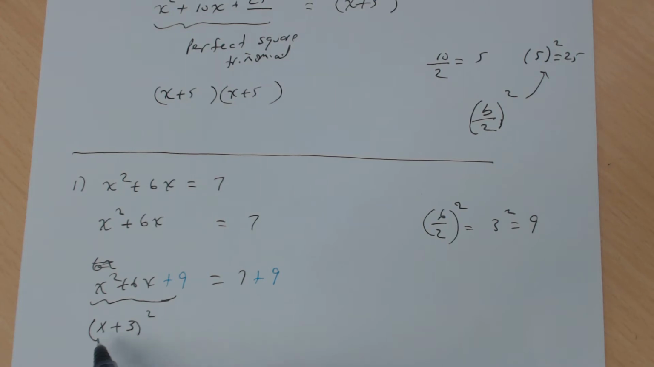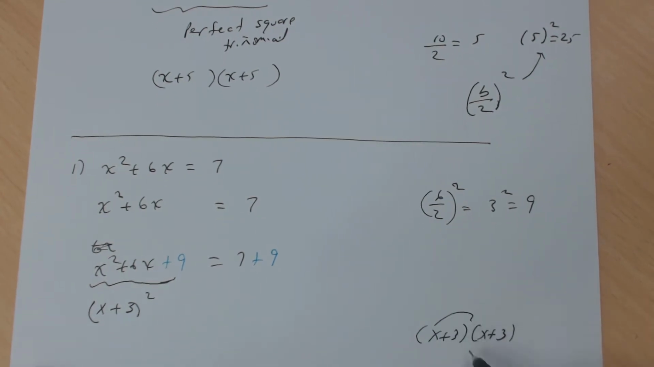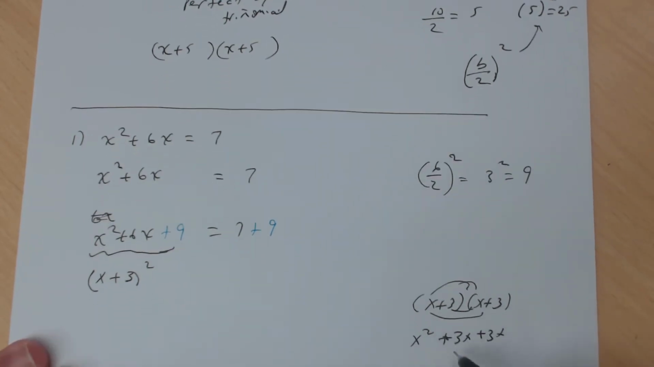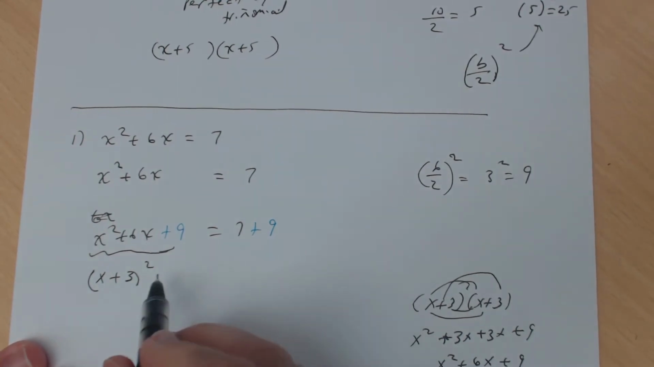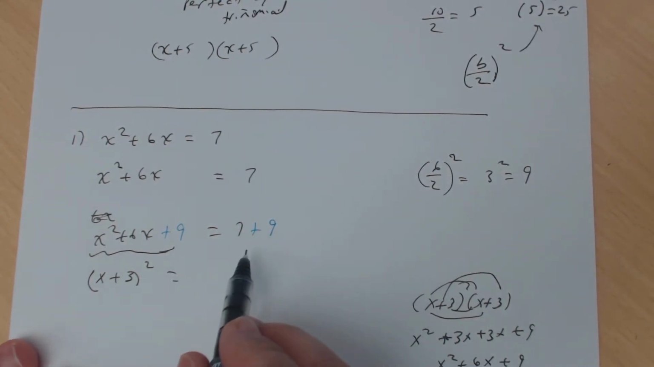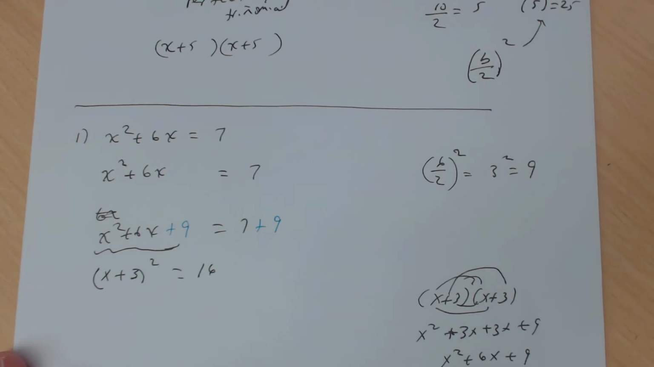Now, always check yourself, because you could easily have made a mistake. If you FOIL it out, remember, first: x times x is x squared, the outer is 3x, the inner is 3x. Since these binomials are the same, the inner and outer should be the same. And then 3 times 3 is 9, so I get x squared plus 6x plus 9, and that's what this was. And that's going to equal 9 plus 7, which is 16.